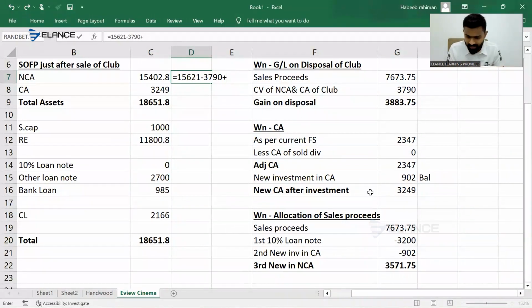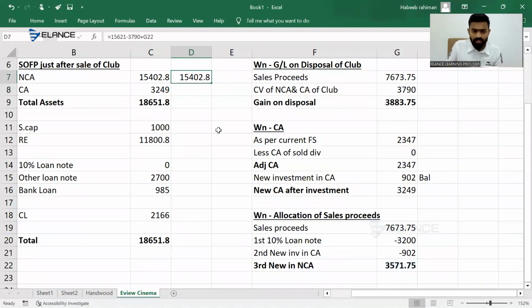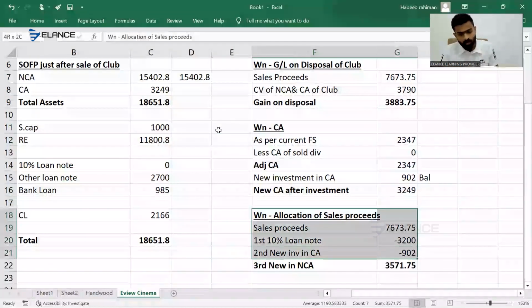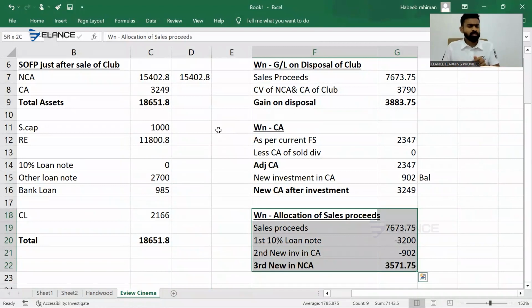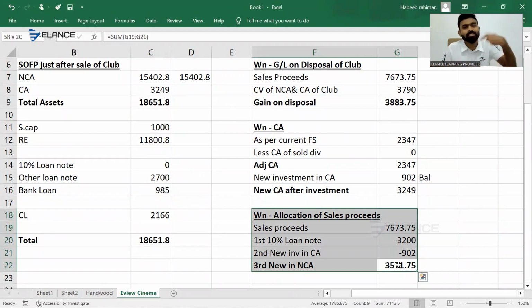Plus, we are investing 3571. We are investing 3571 in the books in non-current asset. So this is the figure. Same figure you can calculate in a different manner. Whether you calculate as a balancing figure or on this figure, you have to prepare this working note. Actually, this working note is not meant for calculating the non-current asset. Non-current asset could be calculated as a balancing figure. The working note is for the next question, for calculating EPS.